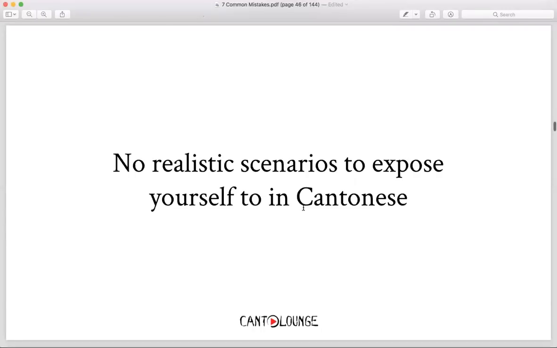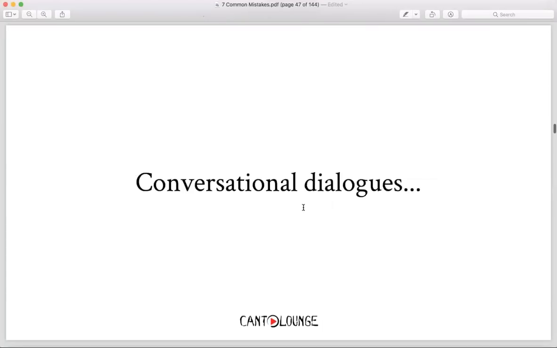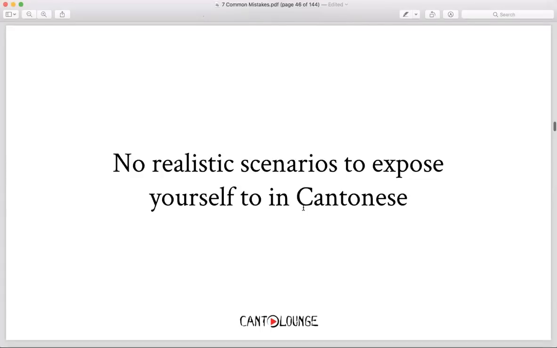This is an interesting one because I don't think this is unique to Cantonese, but it's definitely a lot harder in Cantonese. There are no realistic scenarios to expose yourself to in Cantonese. What I mean by that is typically at the beginner's level, you'll be using things like conversational dialogues. I mean, the Teach Yourself series is basically a collection of conversational dialogue lessons.